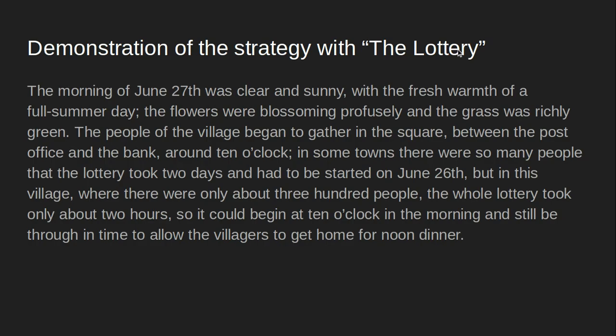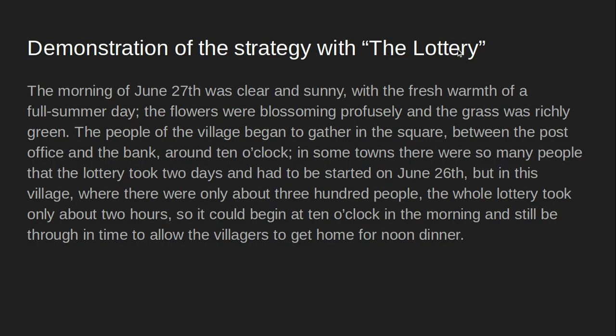Alright, this is the very first paragraph of the short story, The Lottery by Shirley Jackson. If you were reading this aloud to a class, you would stop after the first paragraph and ask some clarifying questions of the students. First of all, what is our setting? Well, we get the setting in the very first line. It's the morning of June 27th. It's clear and sunny. That should be an easy one.